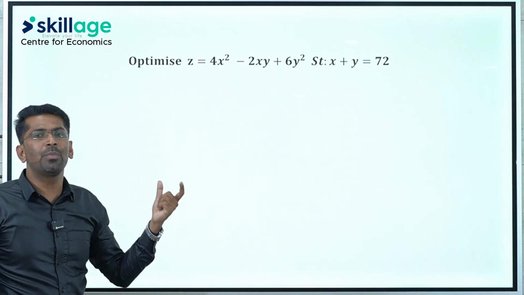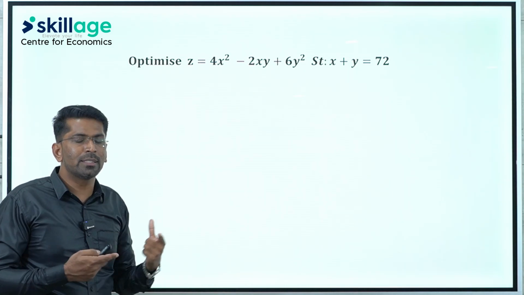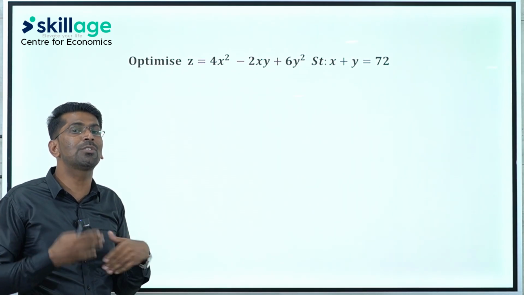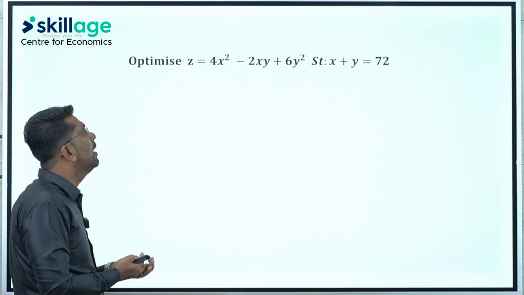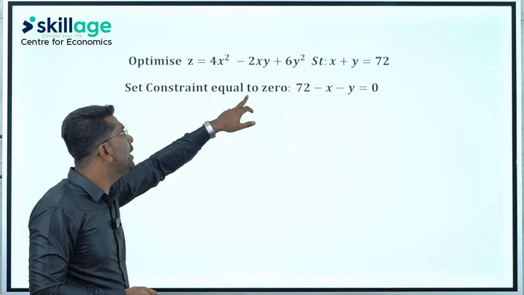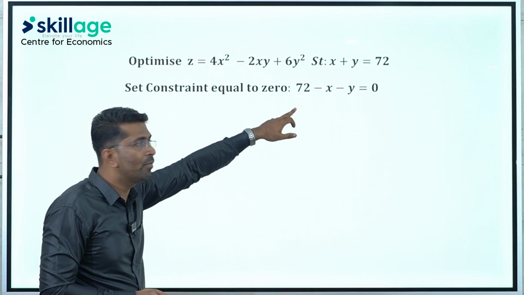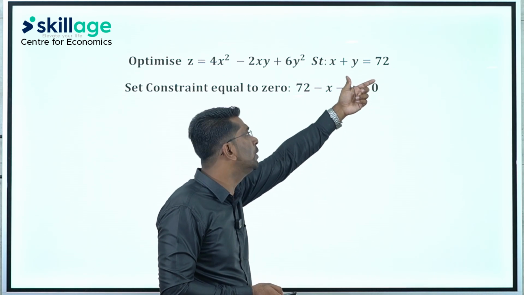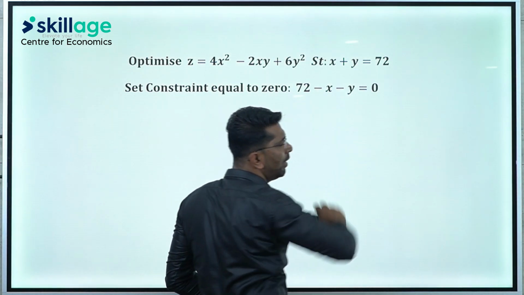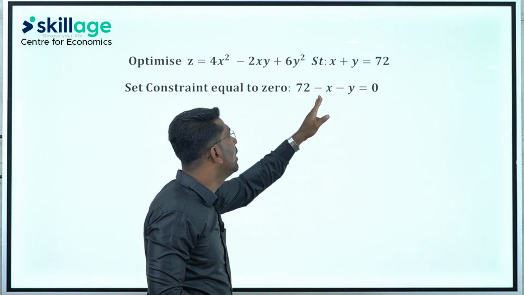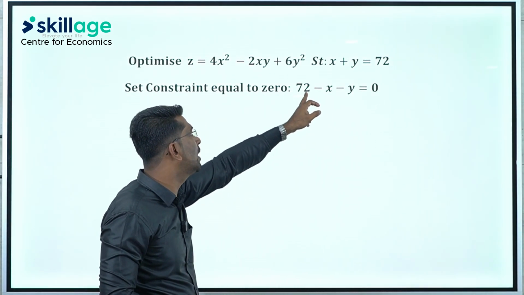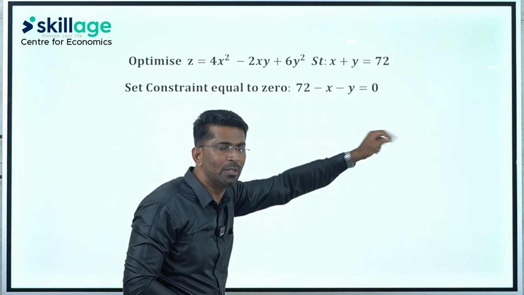So now we want to optimize this given function. In this particular case, this is generally known as constraint optimization. See here, this is the optimization function I am writing here. First step, we are going to set the constraint equal to 0. We are going to reframe this constraint equal to 0. How are we going to do that? Taking x plus y to the right side and equating with 0, it will be 72 minus x minus y, which is equal to 0.